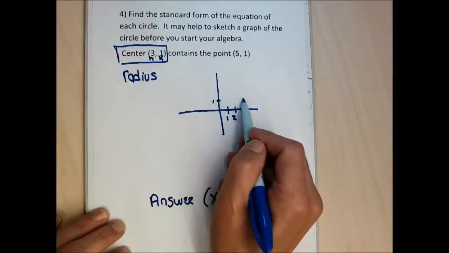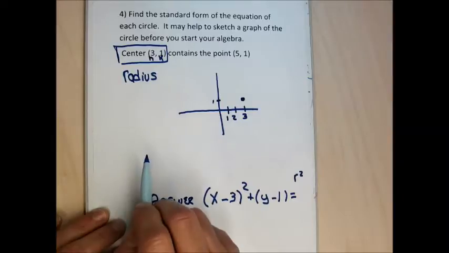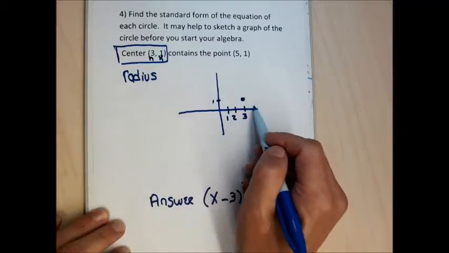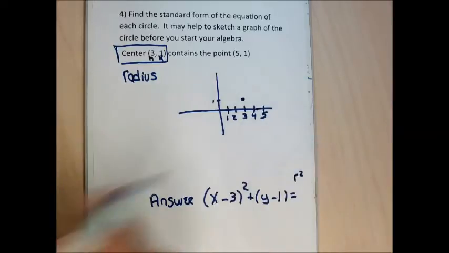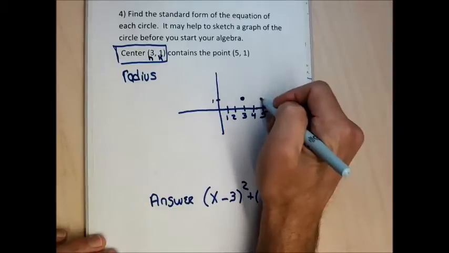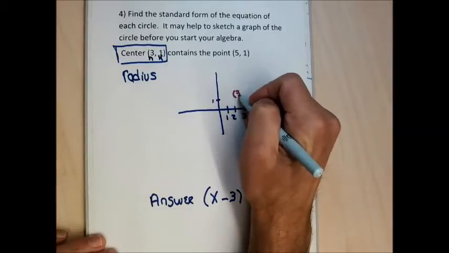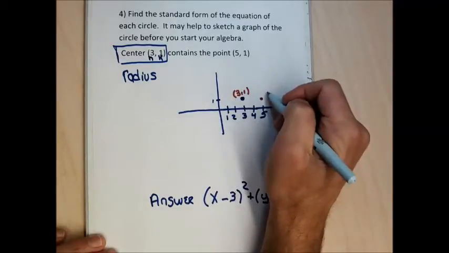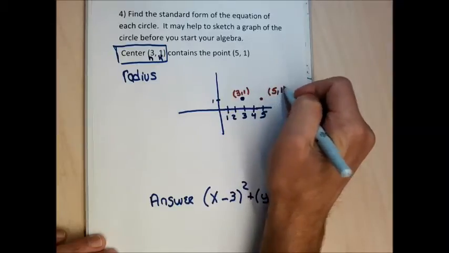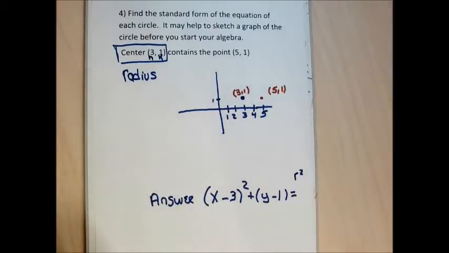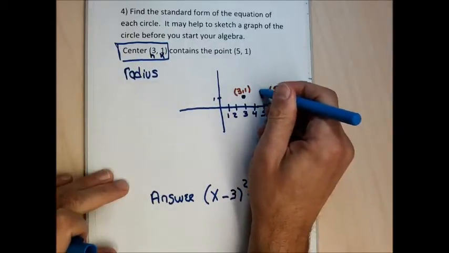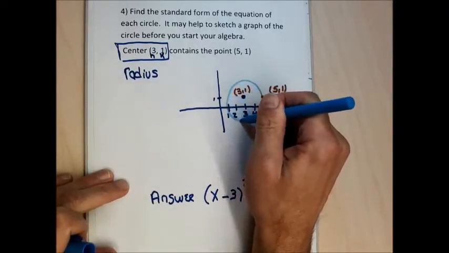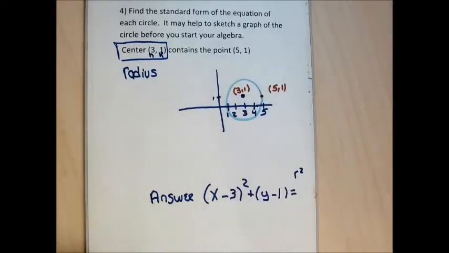So here's my circle center. The center is the point 3,1, and in addition to having a center of 3,1, it also goes through the point 5,1. The center is not a point on the circle, it's right in the middle of the circle, and it passes through the point 5,1, and so the circle looks something like that.